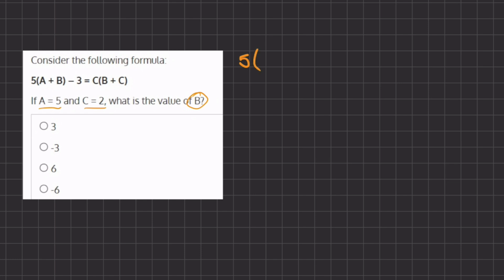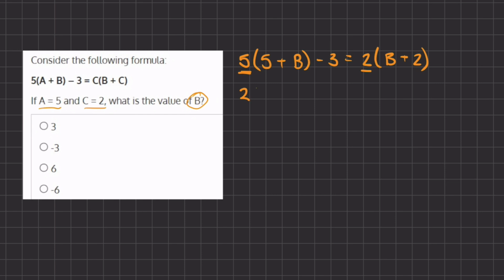So let's rewrite our equation with the values of a and c. So instead of a, I'm going to be writing 5 plus our unknown variable b minus 3 equals c, and instead of c, I'm going to be writing 2 plus parentheses b plus c, which is 2. And now let's start simplifying. Let's distribute this 5 and this 2 into our parentheses.